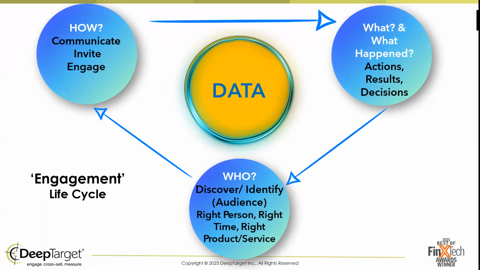Just to remind you, there are really 3 things that go on when you're engaging your customers and members. First of all, you're determining what you want to promote. Then you're going to discover a particular audience that you'd like to promote to. Then you're going to use ways to communicate, invite, and engage them. And then you're going to use those results coming back into your decision-making going forward. So that life cycle is going on all the time, and the very center of it is your data. We can't forget about that and how important that is.